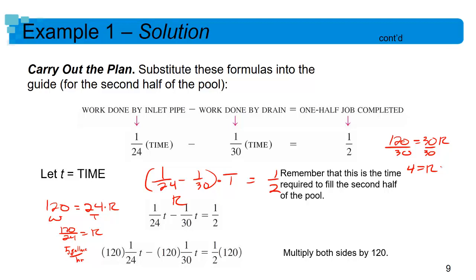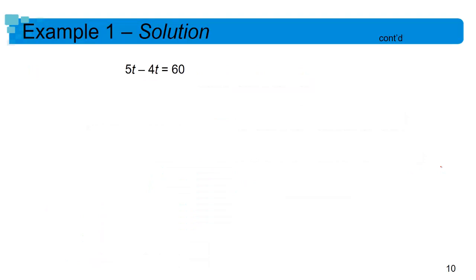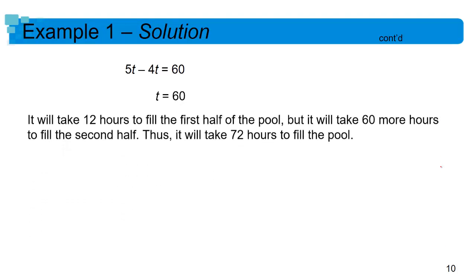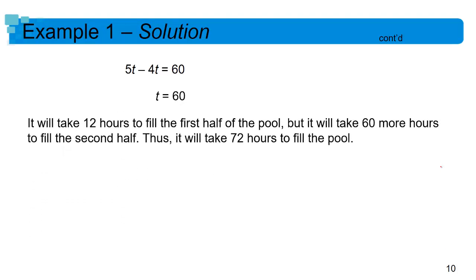But in either case, when you do the math, you can see that when we multiplied everything by 120, we got this same 5t and 4t. Remember, we had 5 and 4 from the other ones. And when you subtract that, you get t. And remember, we got 60 before. We got t equals 60. So it takes 60 hours to fill that pool, but there were those first 12 hours for the first half, and so it takes 72 total hours to fill the pool.